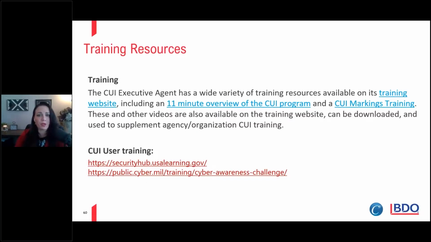Now, first and foremost, once we have the lawful government purpose established for personnel within a CUI program, who needs access to CUI and who does not, the first thing you're going to do is go to the training down below through the Security Hub USA Learning. That's the first thing you're going to make them take. Follow up with the Cyber Awareness Challenge. The public cyber.mil training is also another good resource. I recommend these be distributed to CUI users as often as needed and renewed yearly.